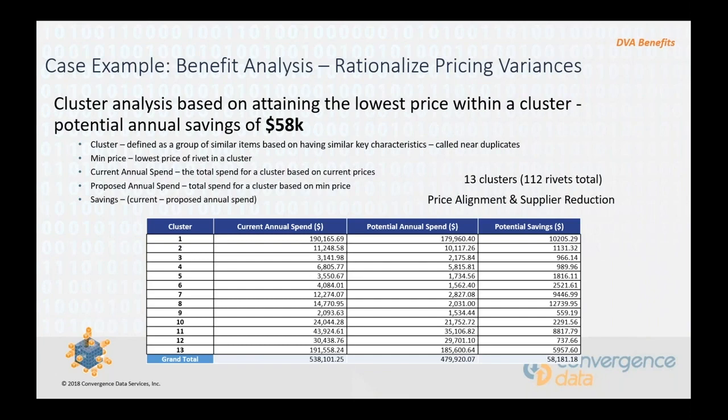And then that's the current spend. And then we look at potential annual spend based on the lowest cost item in the cluster. And from there, we're able to derive potential savings. And you can see that's how we came up with our $58,000 in savings. It's based on if they were able to normalize the pricing on these rivets to the lowest priced item in the cluster, they can achieve close to $58,000. And you don't even need to update a part in a bill of material. This is just work that the supply chain can do to achieve these savings without taxing engineering to do anything.